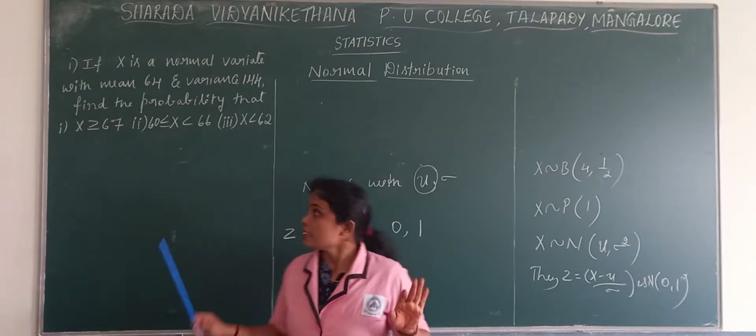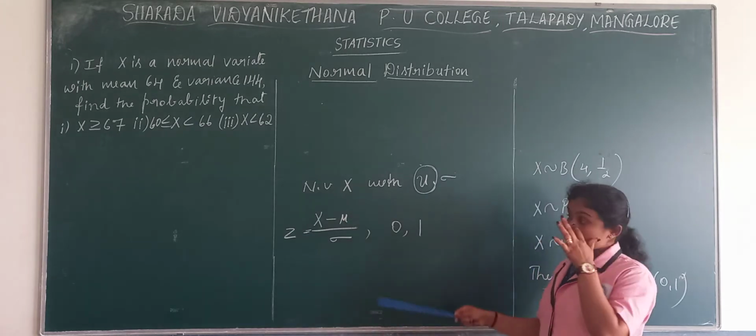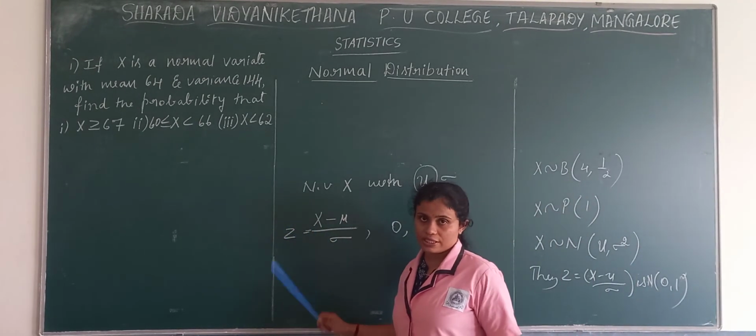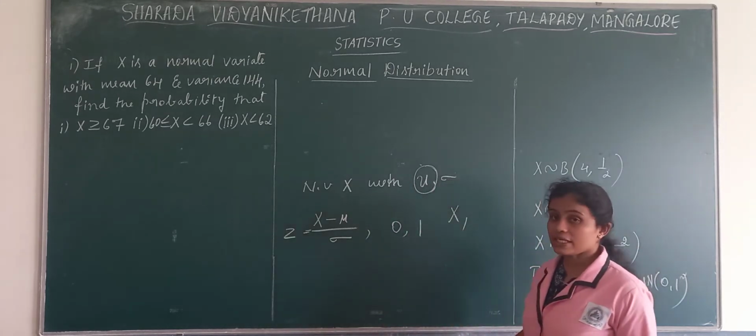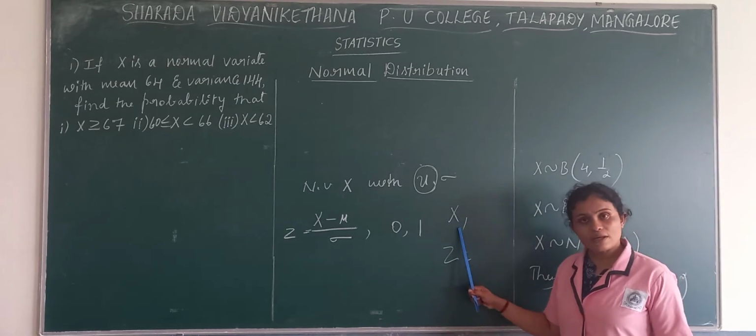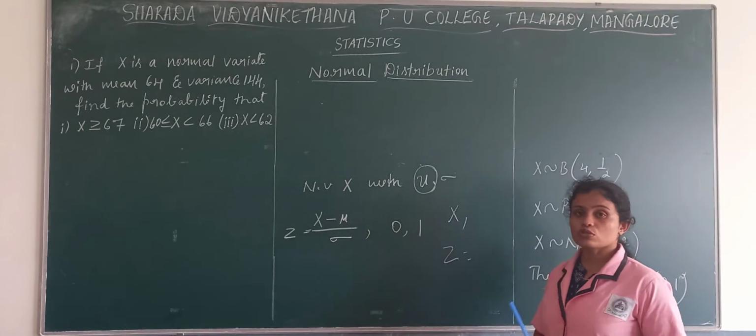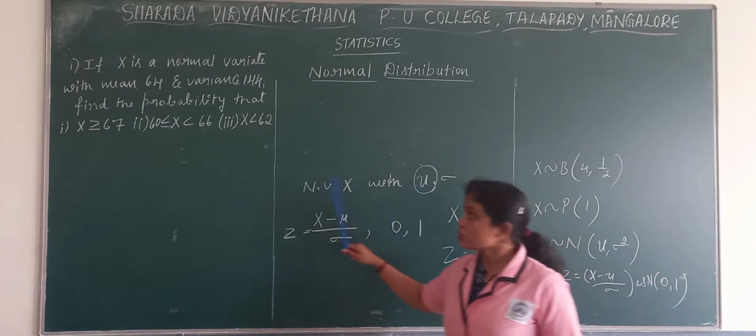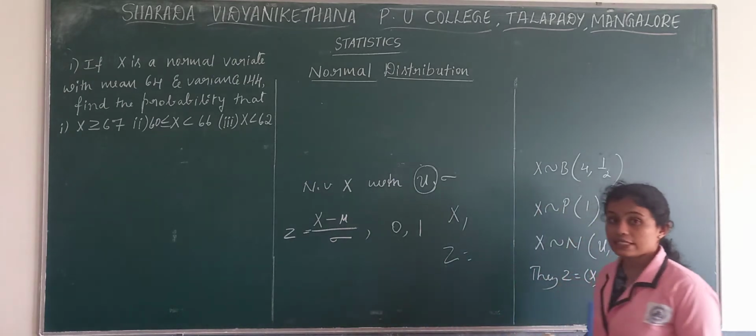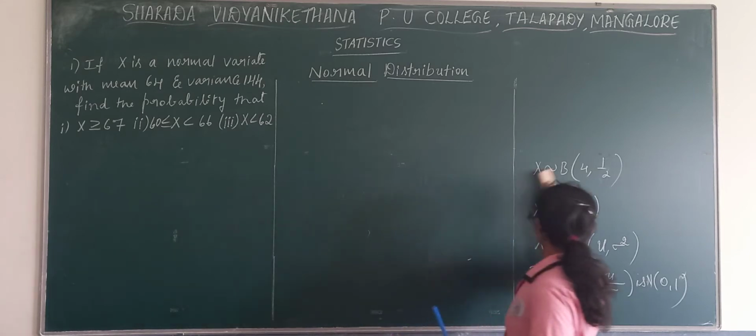Initially, this is a normal distribution problem and we are converting it into the form of the standard normal variate. X is a normal variate and Z is a standard normal variate. Now we'll go through the problem. Listen to this problem carefully. Once you understand, it will be clear. I'll go slowly.